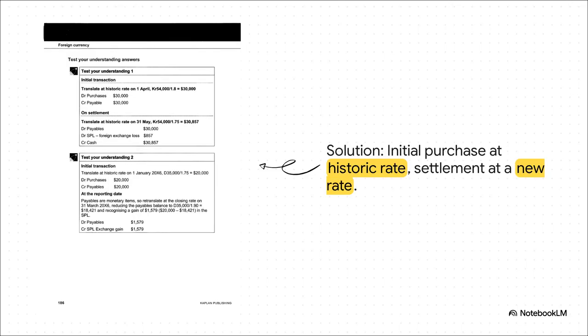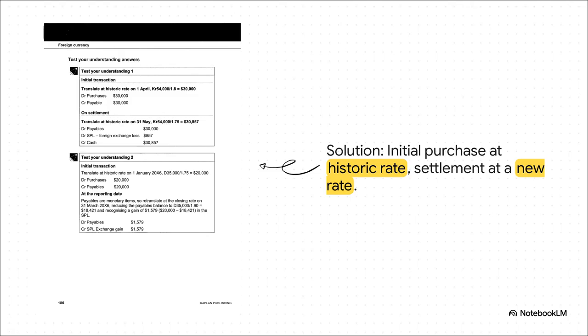So how do we record this? Well, on April 1st, we translate the purchase at the historic rate. That's 54,000 crummets divided by 1.80, which gives us $30,000. We record that as a purchase and a payable. Simple. But 2 months later, on May 31st, it's time to pay the bill.